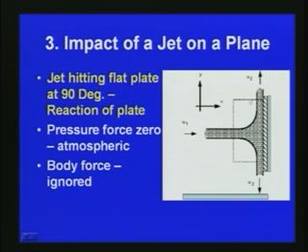So, this is what we want to find out with respect to this case, which is the third case, the impact of a jet on a plane. Here you can see that the pressure force is zero, since everything is open to the atmosphere. So the jet is coming through the atmosphere, and then it is hitting a flat plate vertically placed. So for example, if this is the plate, the jet is coming vertically with respect to this plate.